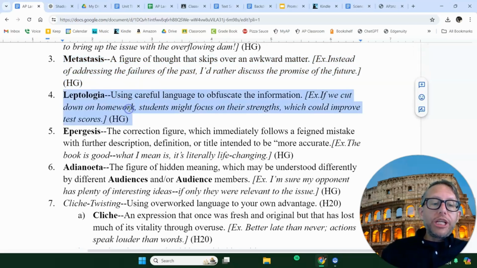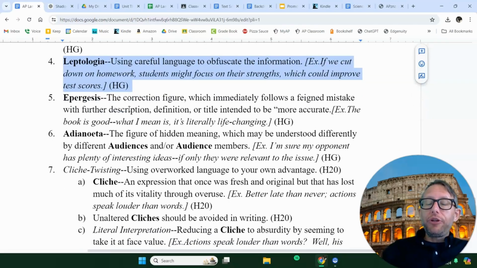We've got leptologia, which is using careful language to obfuscate the information. The moral of the story is, for this entire course, you have careful use of language in every situation, because you never know how people are going to take it, and you have to sort of anticipate that. But this is specifically using careful language to obfuscate the information. "If we cut down on homework, students might focus on their strengths, which could improve their test scores," okay?